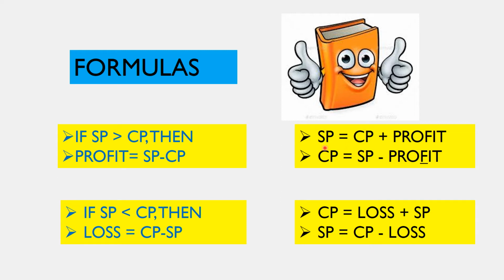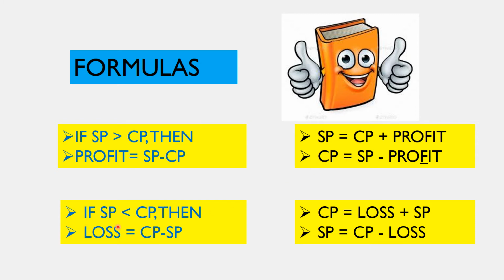Obviously, you can understand, children, when the selling price is more, you are having profit. That means to the cost price, you are adding something. So cost price plus profit. And when cost price is less, that means selling price is more. So selling price minus profit is cost price.